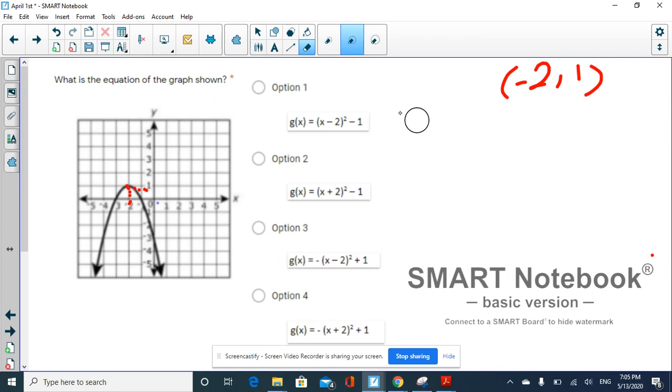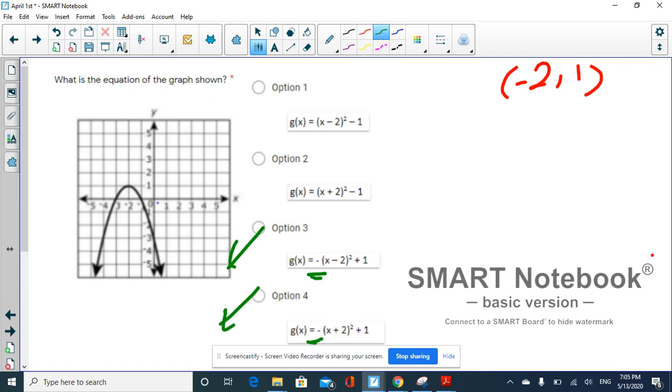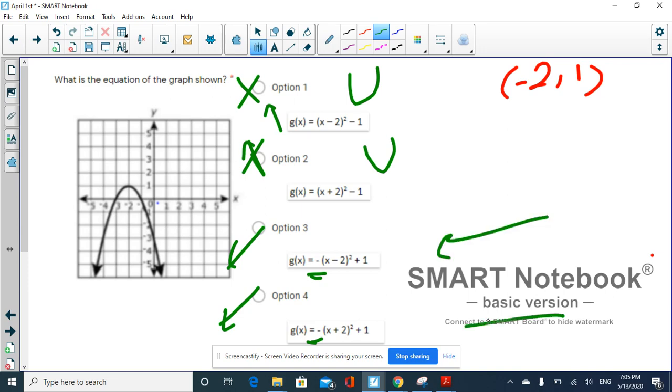This parabola is open down. Okay, that means you have a negative sign in front of x squared. So if we look here, there is a negative sign in the third option and the fourth option. Negative, and this is negative. That means these two will open down. One of them will be correct. But this is positive. The first and the second are positive, which means they will open up. It looks like this. So the first and the second are not correct. We will not think about them. We think about the third and the fourth.